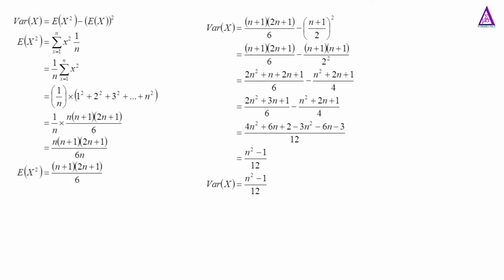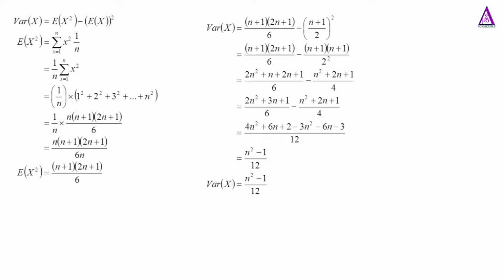By opening the bracket up, we have (2n² + n + 2n + 1)/6 for the first one, and for the second one, minus (n² + 2n + 1)/4. We now find the LCM of both 6 and 4, which is 12. Six in 12, we have 2. Now use 2 to multiply 2n² + 3n + 1. We have 4n² + 6n + 2.